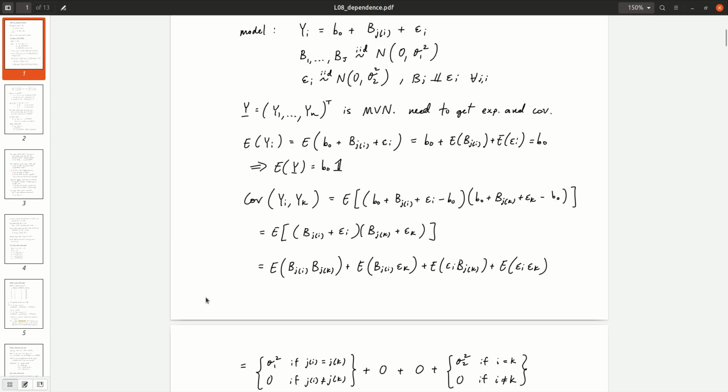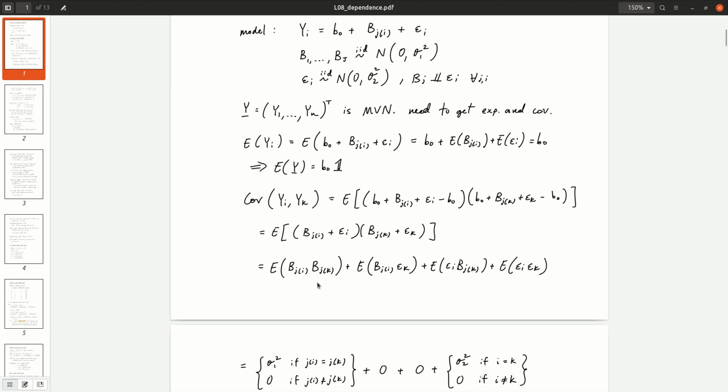Now, let's try to get this all on the same page here. So we're at the bottom here. The way I've organized this is, this first term corresponds to this, the second term corresponds to this, the third term is this, and the fourth term is this. So let's go through them one at a time. Expected value b sub j of i times b sub j of k.